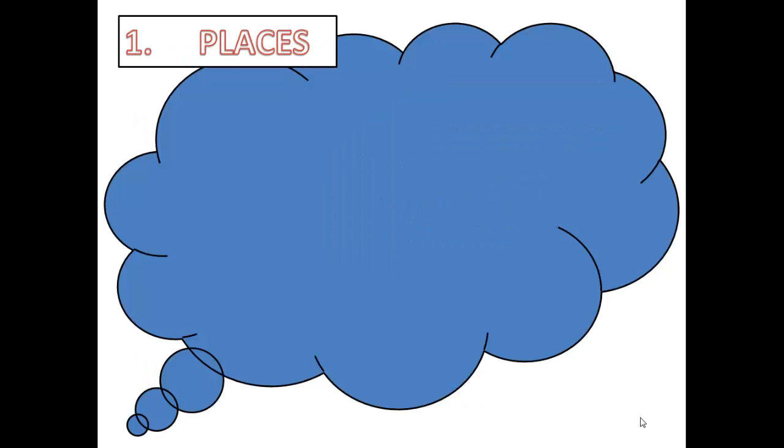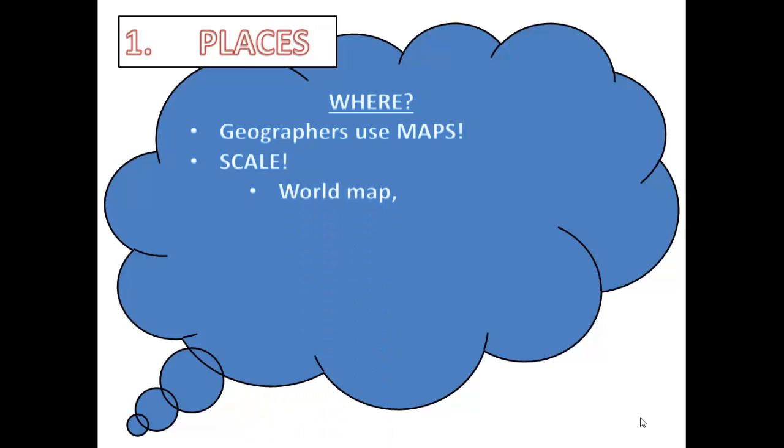Okay, aspect number 1 is place. This is about where things are. Geographers show this using maps. The most important thing about using maps is to use ones at lots of different scales. So for example, you should include a world map, a map of England, and a map of Reading and Berkshire.